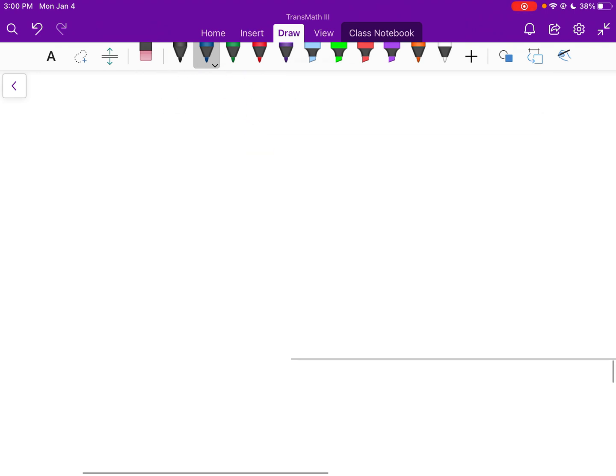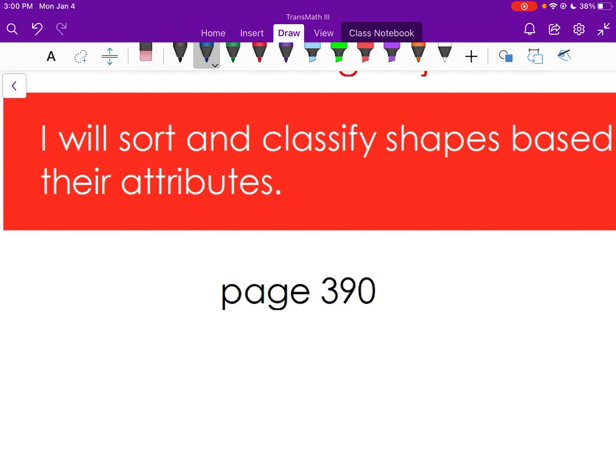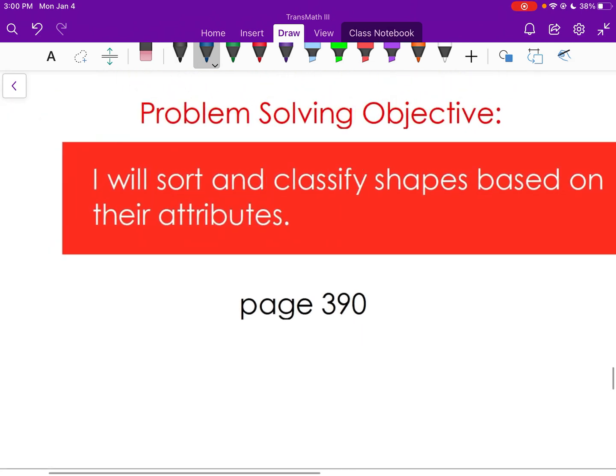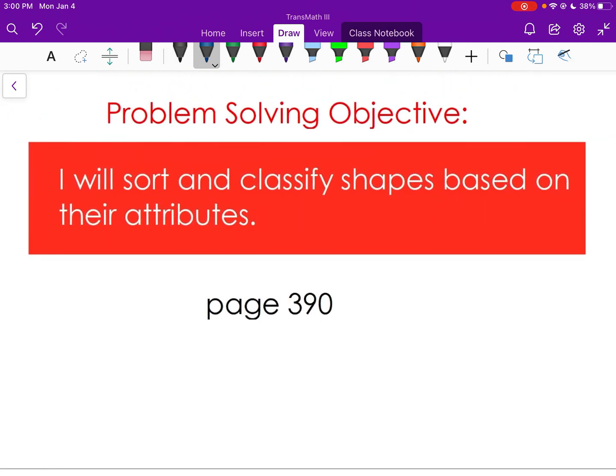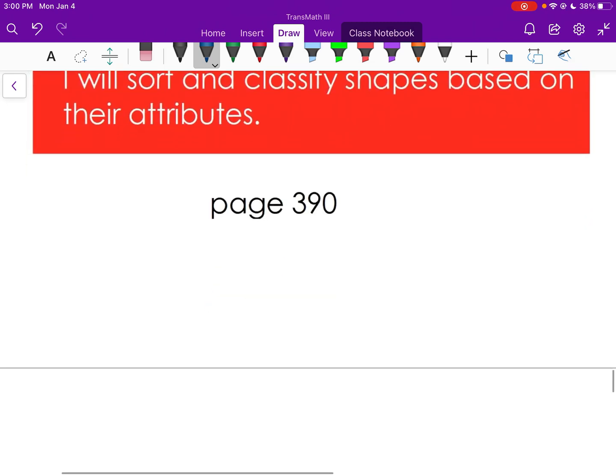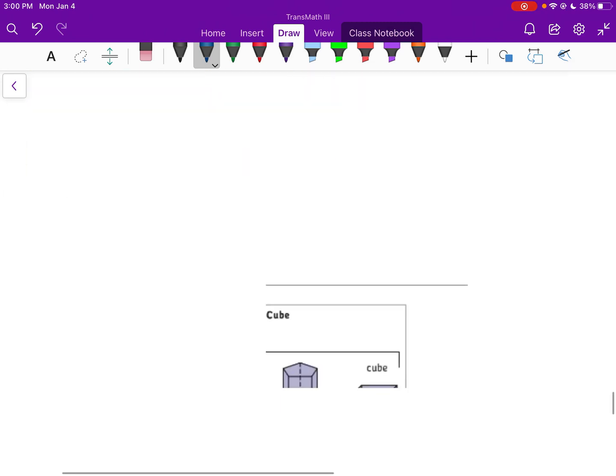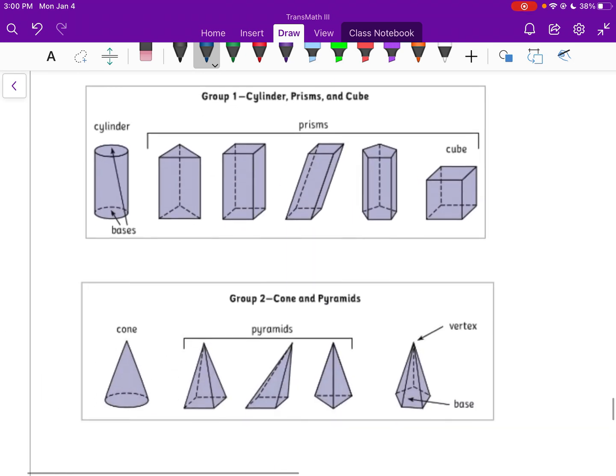All right, so that was apply skills. As for problem solving activity, okay, we will sort and classify shapes based on their attributes. So if you remember, we had bases, we had faces, edges. Okay, those are all attributes to a 3-dimensional shape.